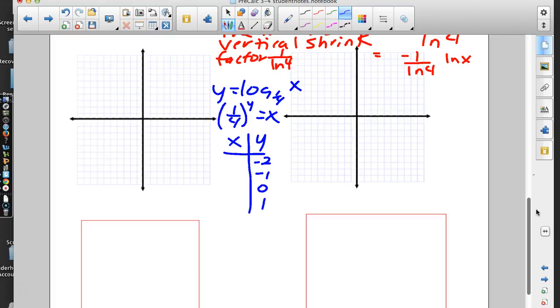So 1/4 to the -2 power is actually going to be 16, because we'll flip it and then square it. To the -1 power is just going to flip it, giving 4. Put a 0 in there, we get 1. Put a 1 in there, we get 1/4. That way we don't have any transformations to mess with. It's just, here it is. Obviously we're not going out to 16 at -2, but that tells us that it's going to be pretty flat. So 4, -1, 1, 0, 1/4, 1.